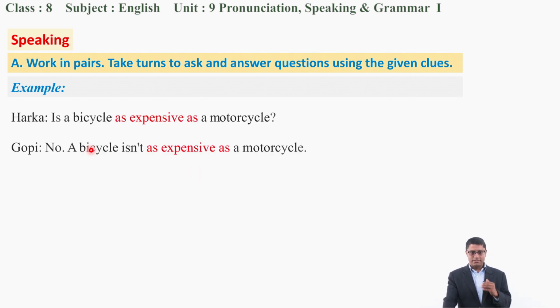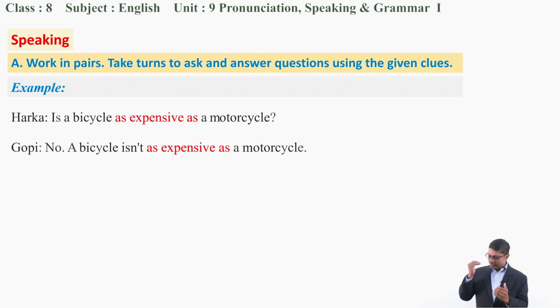Let's listen to it. There is a conversation between Harka and Gopi. So what does Harka ask Gopi? Is a bicycle as expensive as a motorcycle? Then what does Gopi reply? No, a bicycle isn't as expensive as a motorcycle. So Gopi replies, no, a bicycle isn't as expensive as a motorcycle. Let's listen again. Is a bicycle as expensive as a motorcycle? Then Gopi says, no, a bicycle isn't as expensive as a motorcycle.